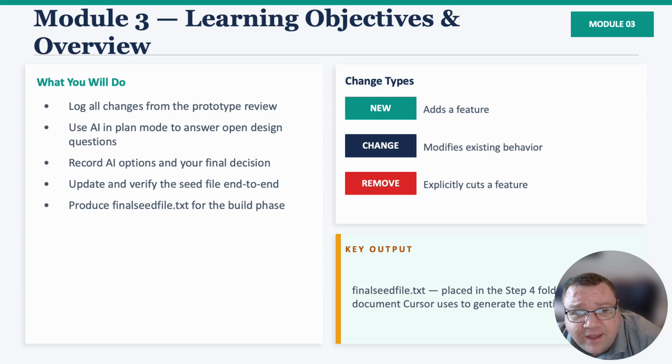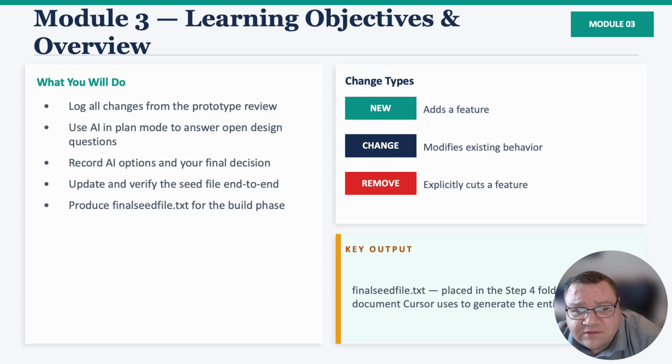You'll use AI in plan mode to resolve any open design questions, not build mode, plan mode. For each question, the AI will offer you options. You record those options, make a decision, and document your rationale. This creates an audit trail of why the application works the way it does. You'll update the seed file to reflect every change, and then you'll verify it. The verification step in section 3.3 asks you to reread the entire seed file from start to finish and confirm that every change is reflected.